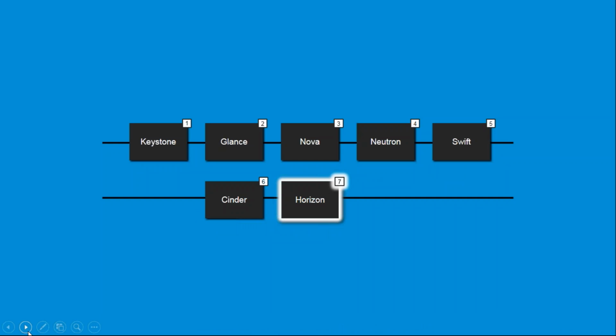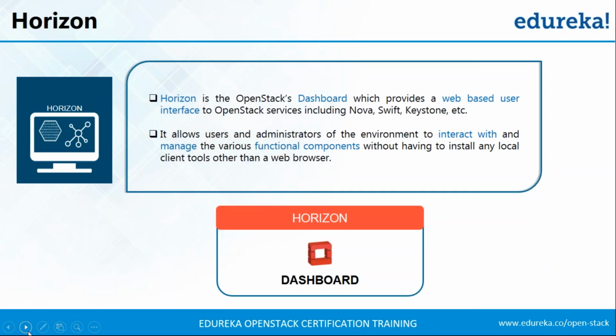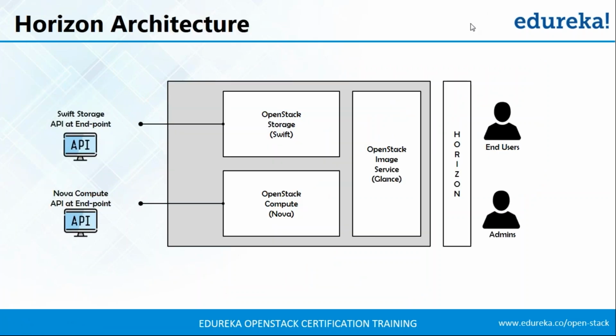And finally, there is Horizon. Horizon is the dashboard which will help you access all kinds of services like Nova, Swift, and Keystone, and you can interact with all the services together using Horizon. There's not much to tell about Horizon. It is pretty much about just showing you how to do that. So this is the architecture. Horizon is the interface between all the different services in OpenStack and the users.